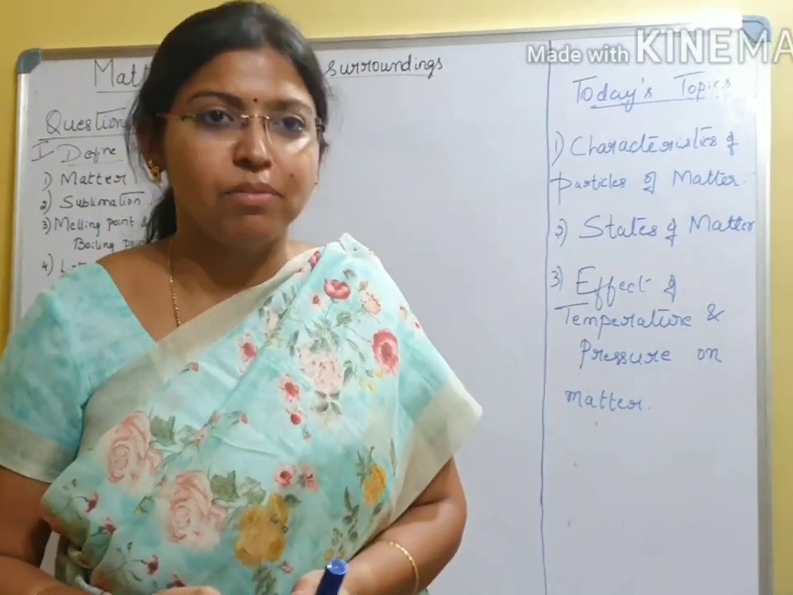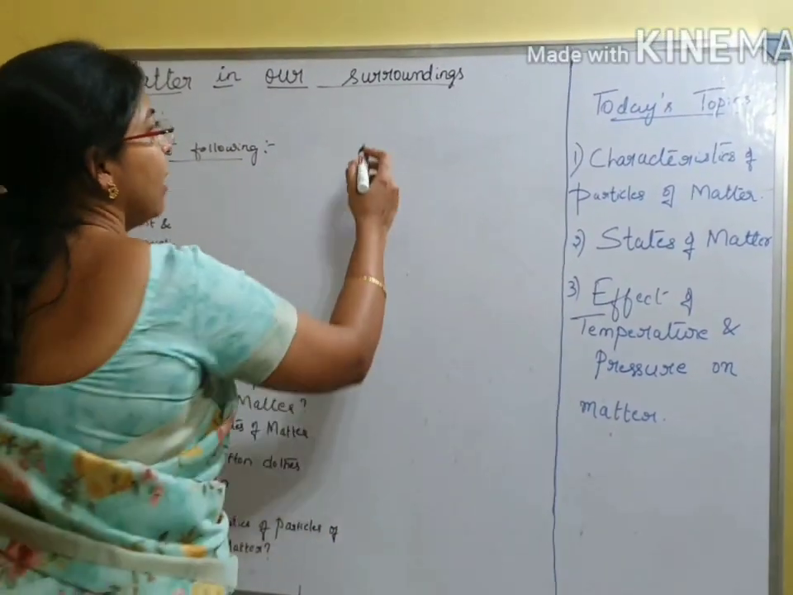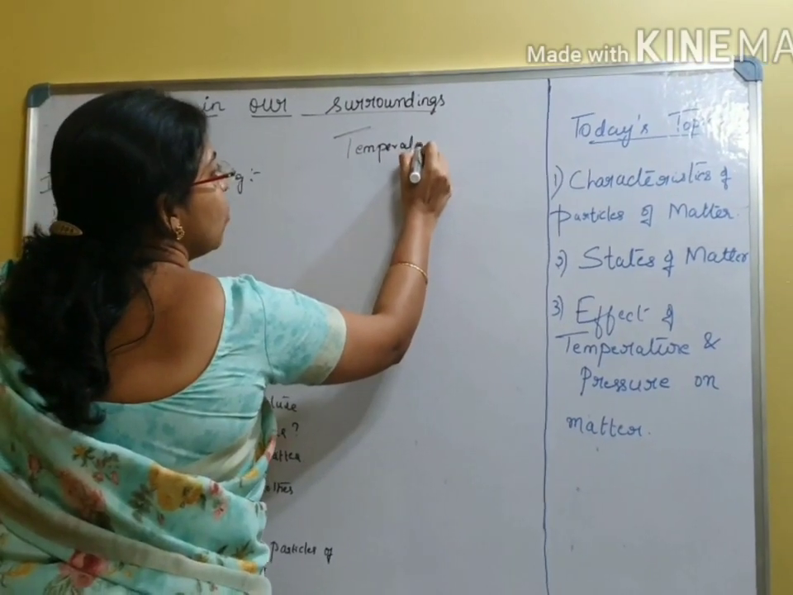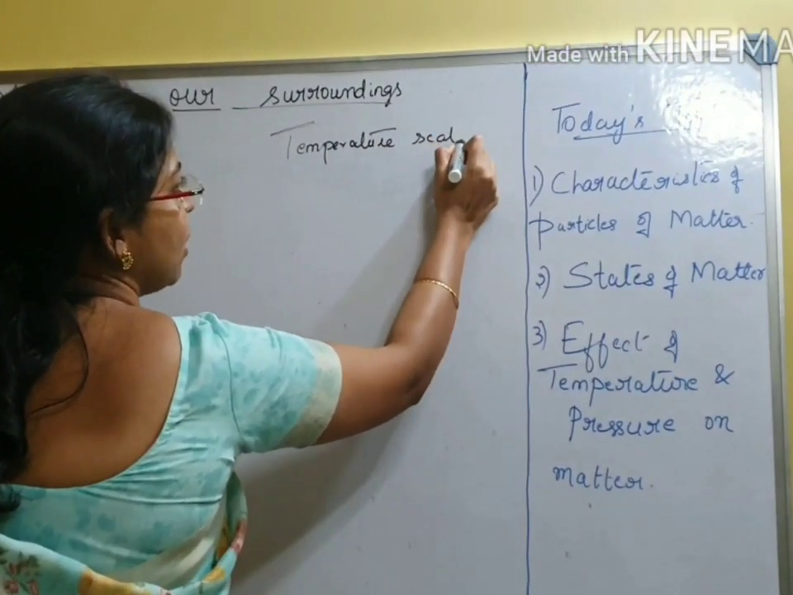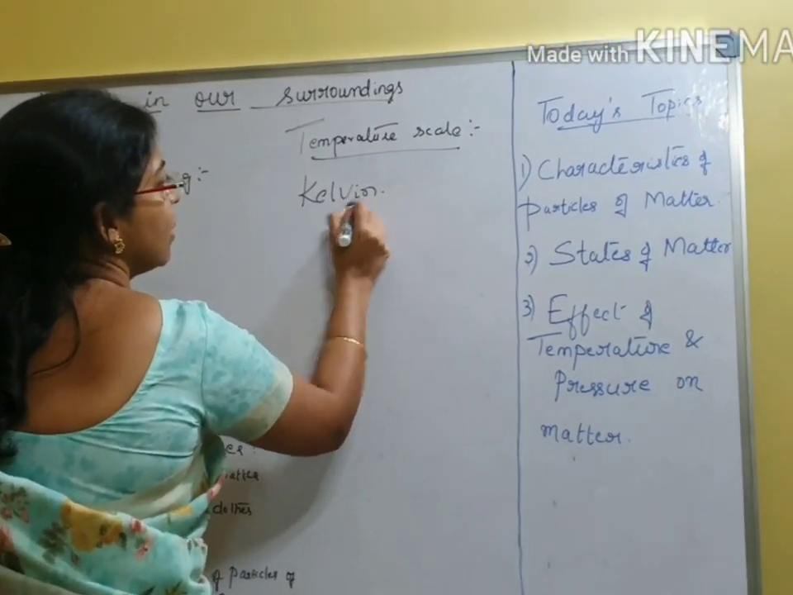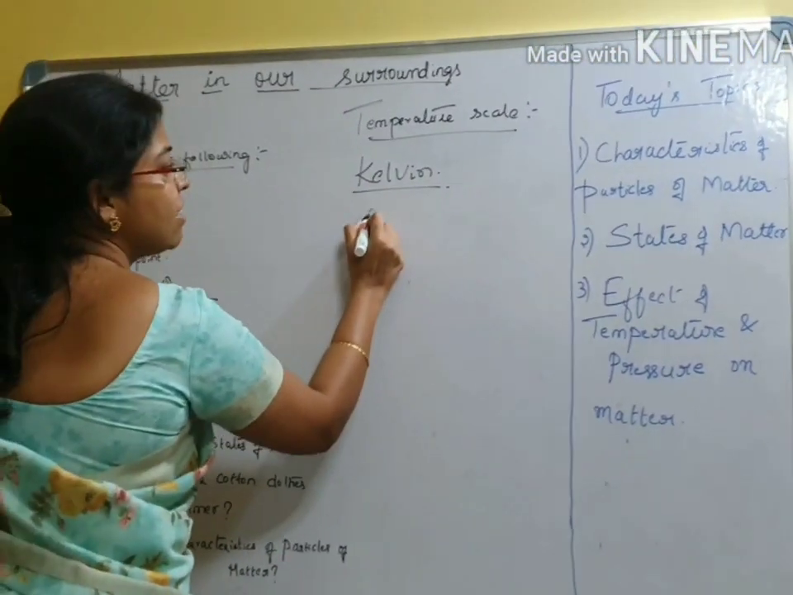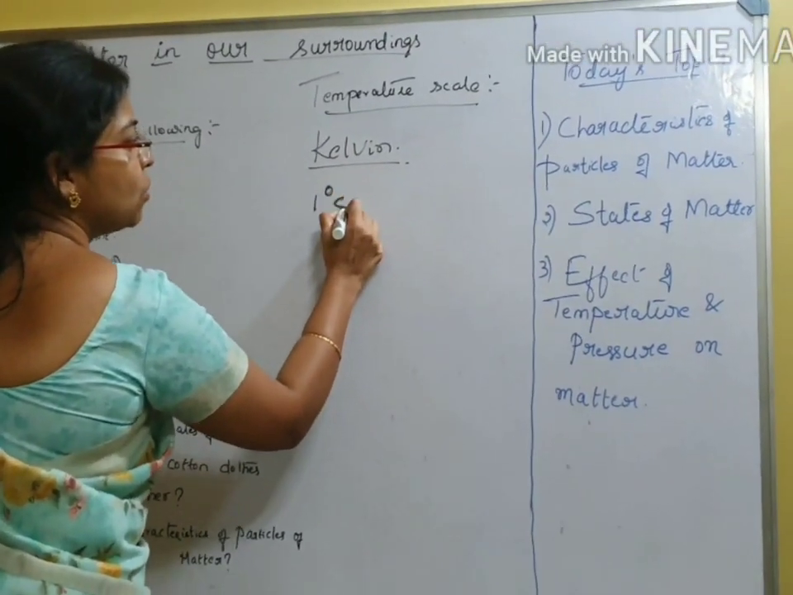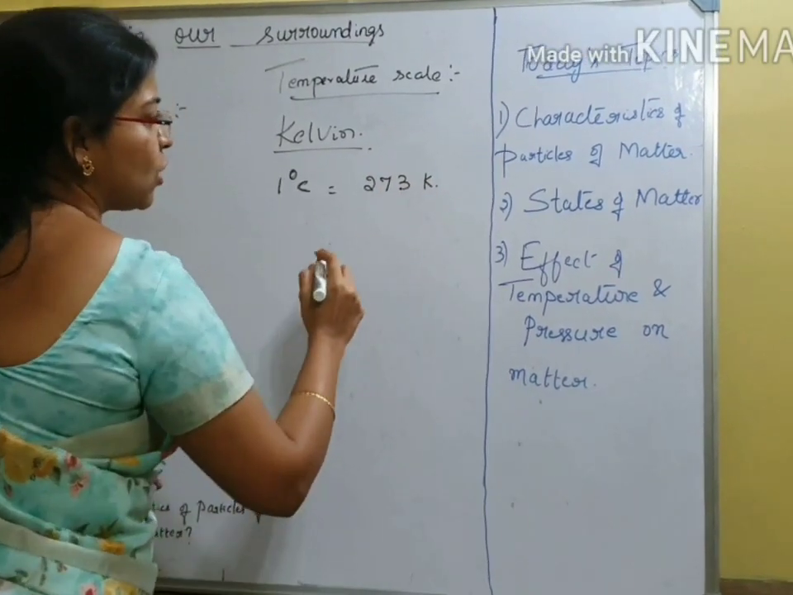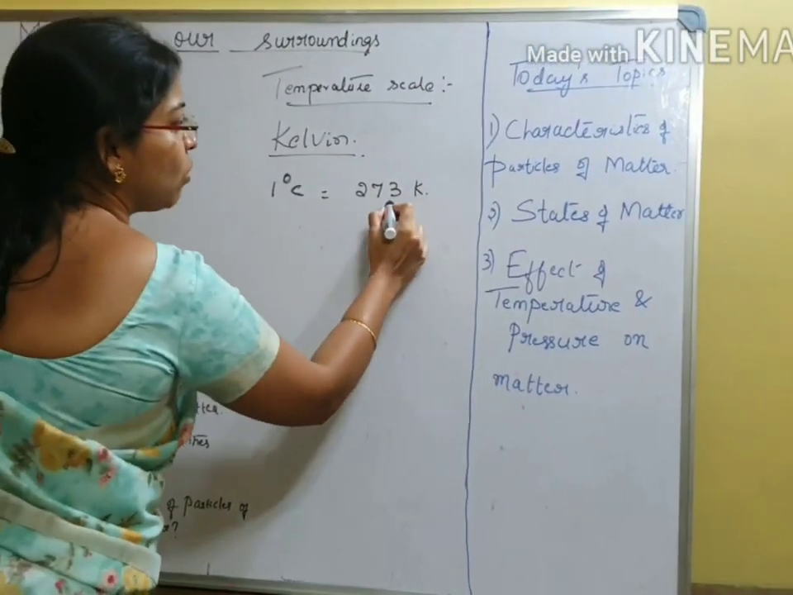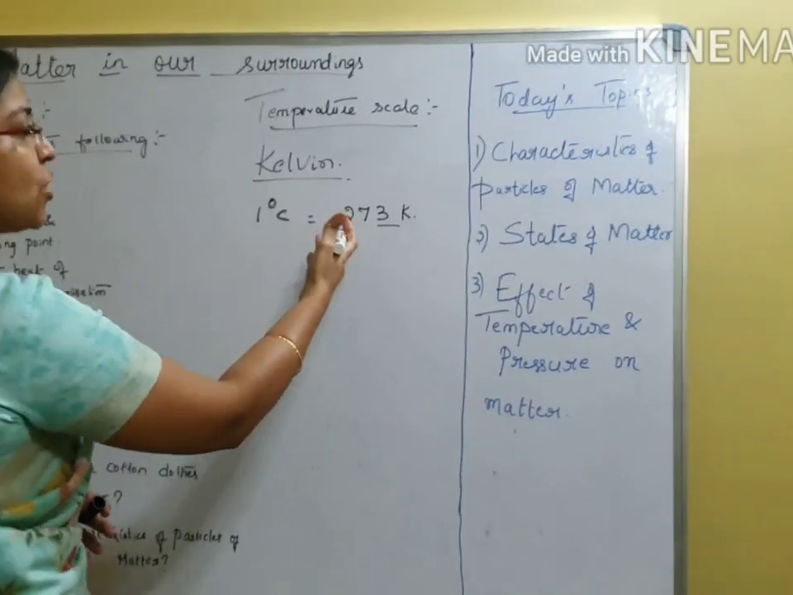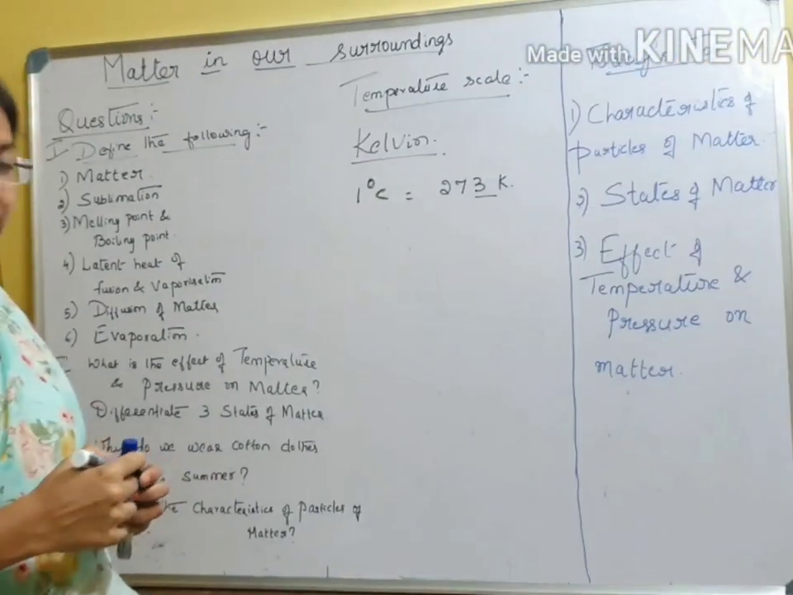So we end this chapter with a small note on temperature scale. What is the SI unit of temperature? It is Kelvin. 0 degree Celsius is equal to 273 Kelvin. It is actually 273.15, but we round it up to 273 Kelvin. So to convert from Celsius to Kelvin, we just add 273 to it.